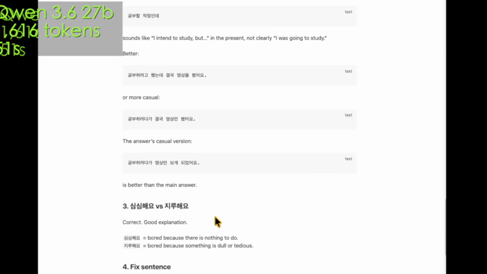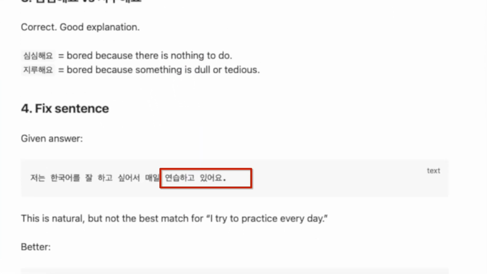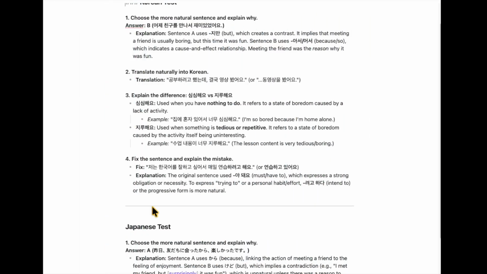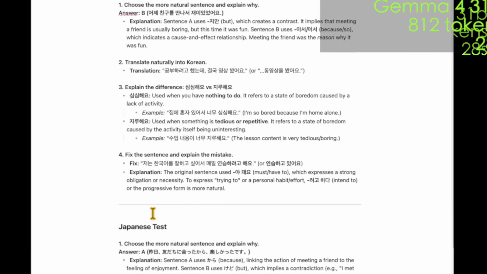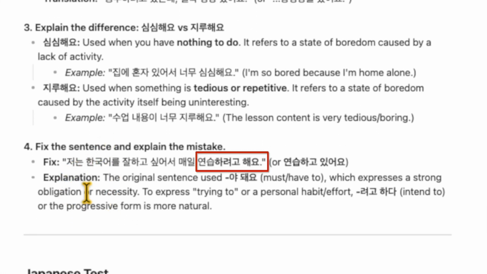Okay, so you can see here on number 4 of the Korean test, Qwen suggested the fixed sentence as 연습하고 있어요. But that's not quite the same thing as "I try." Gemma 4's answer was 연습하려고 해요, which is the correct answer. So here Gemma comes out on top again, although it was a weak victory.